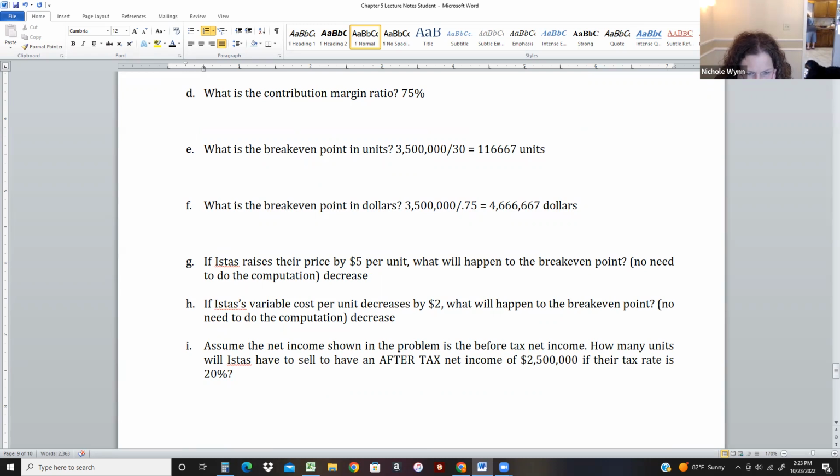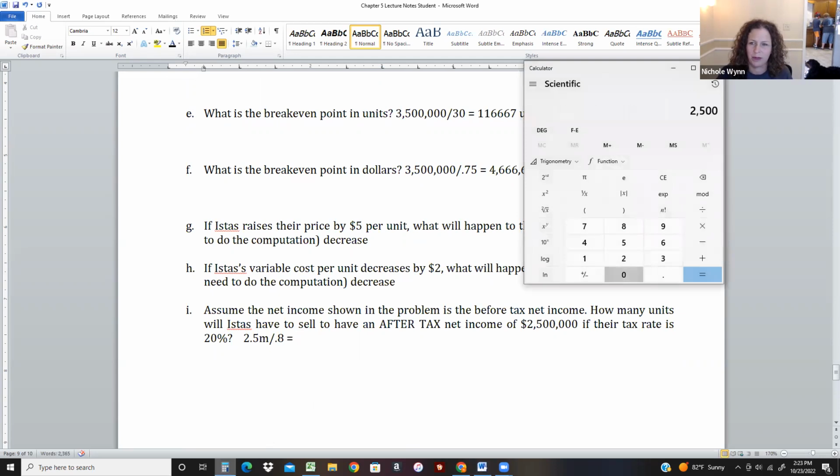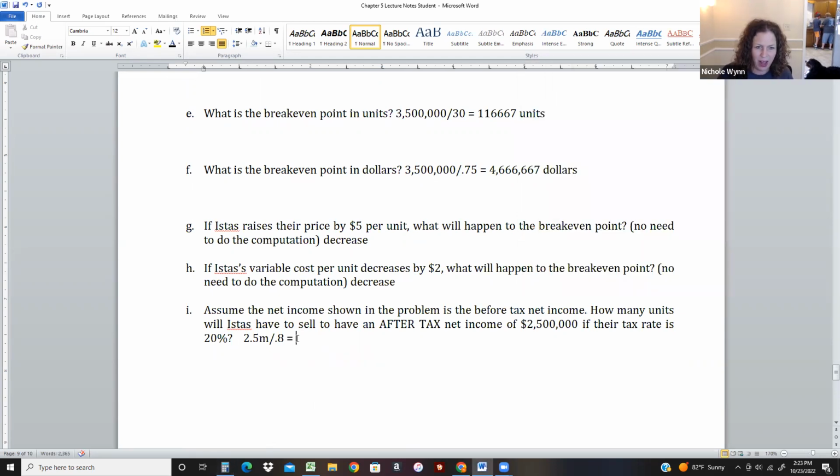How many units will we have to sell to have after tax net income of 2.5 million if their tax rate is 20%? So what we'd have to do is take 2.5 million divided by 1 minus the tax rate, which is 0.8. And I got 3,125,000. And that would be your net income before tax.